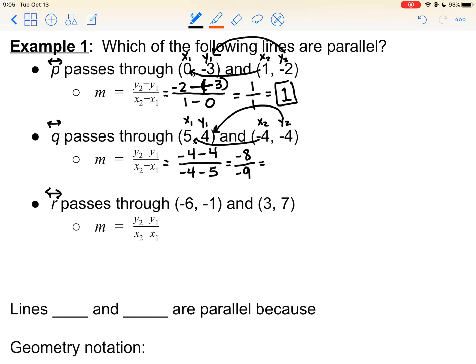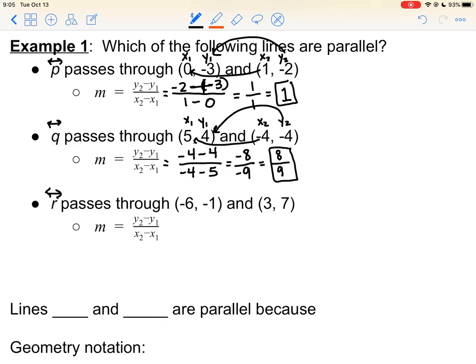So to simplify this, I'm going to first look at the signs. Since they are both negative, that is going to be a negative divided by a negative, which will make a positive slope. And 8 over 9 does not reduce. So the slope of line Q is 8/9. Since 8/9 is not the same as 1, line P is not parallel to line Q. They do not have the same slope.